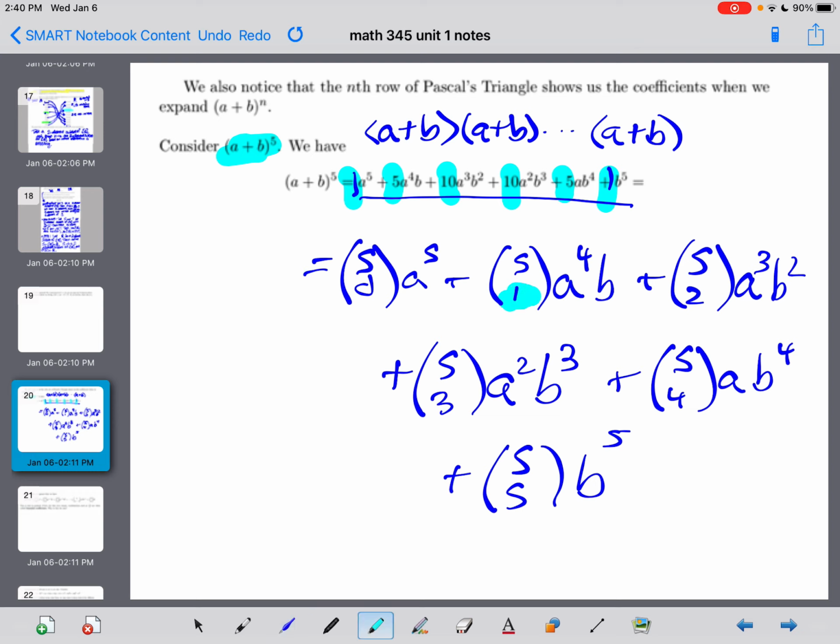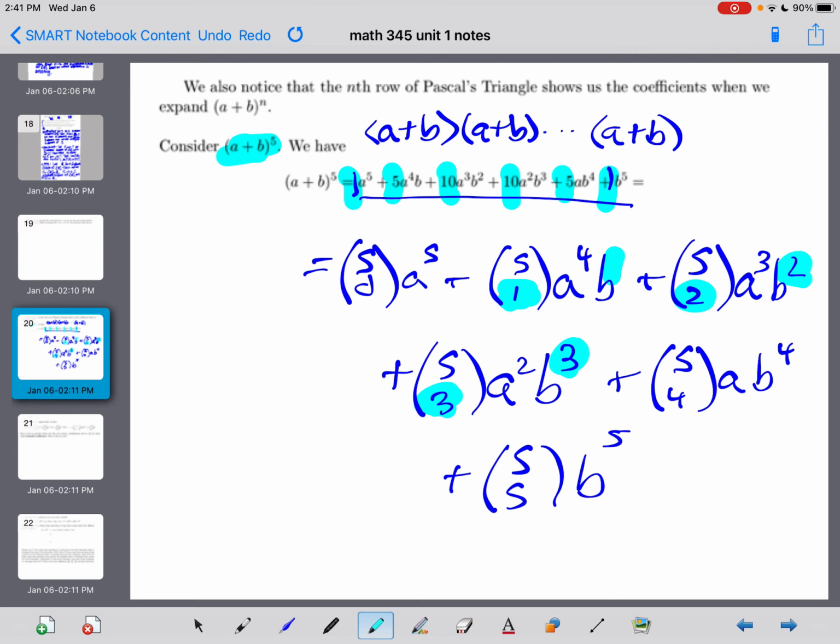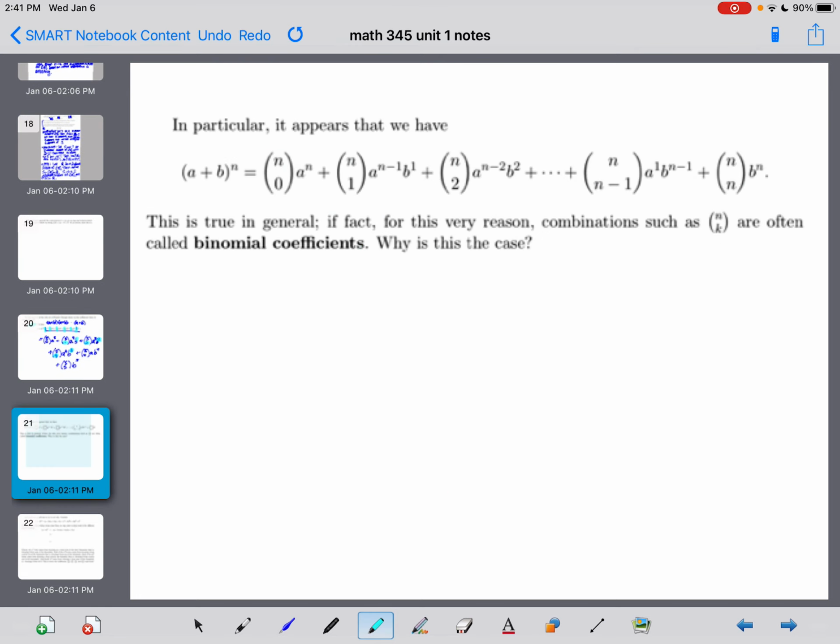Well, the number at the bottom, the thing that you're choosing, seems to match the exponent on the b term. 5 choose 1, a to the 4th, b to the 1. 5 choose 2, a to the 3rd, b to the 2. 5 choose 3, a squared, b to the 3rd, etc. And this can be a really handy way, if this is true in general, of expanding out a binomial raised to a particular power. It comes up all the time in probability, comes up in many different contexts as well.